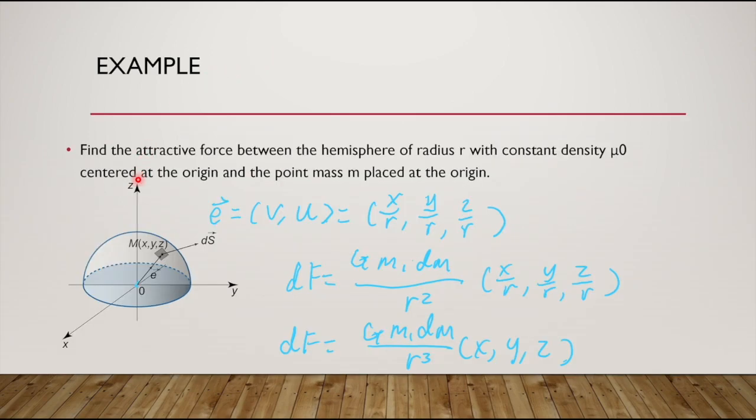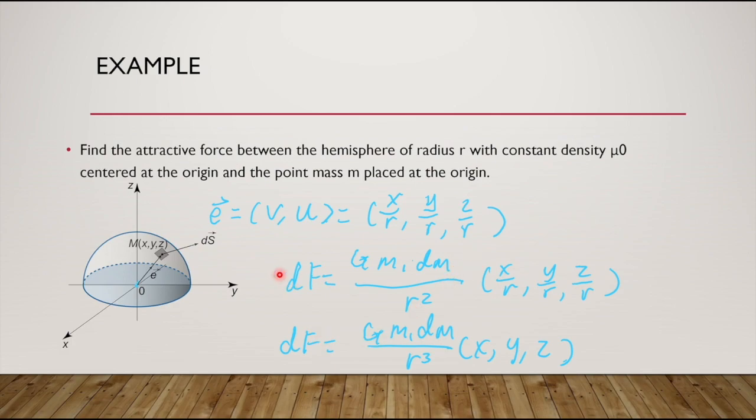Now, let's do an example together. Find the attractive force between a hemisphere of radius r with a constant density u0, centered at the origin, and a point mass placed at the origin. The way I approach this question is I first define a vector between the origin and this little area called dS. I call it e0. e0 is a unit vector which I can define as x over r, y over r, and z over r.